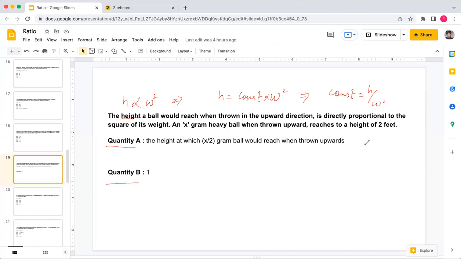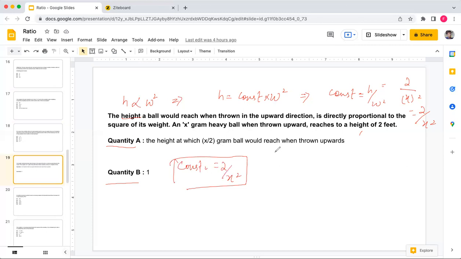Okay, so how will we proceed further from this? h is equal to 2 and the weight is x grams, right? So h by x square equal to 2. This is 2 by x square. So first, based on the scenario, we come up with a constant value, which is 2 by x square. First thing, right? Now the next thing is the height at which x over 2 ball would reach when thrown upward.